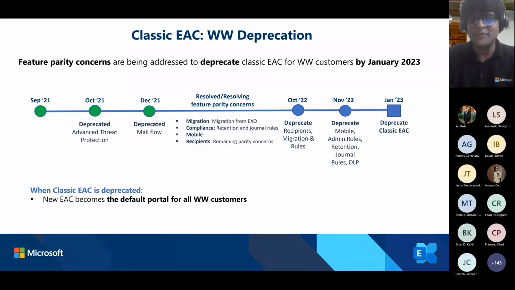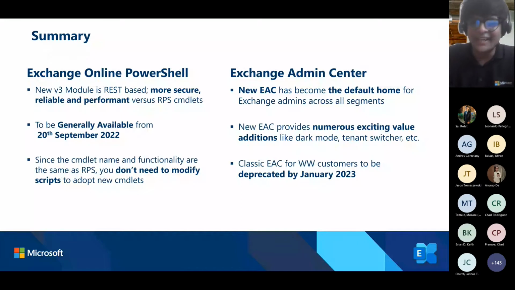I know that there must be some questions on the chat. Let me start answering them as well. But here's the quick summary of what we talked about in this session. Abhishek talked about Exchange Online PowerShell. The new V3 module is REST-based. It has its own advantages. It is more secure, it's reliable and performant vis-a-vis the RPS commandlets. It will be generally available from 28th September 2022. That's a great news right there. And the good thing, you don't need to modify scripts to adopt to these new commandlets because the functionalities and the commandlet names remain same.